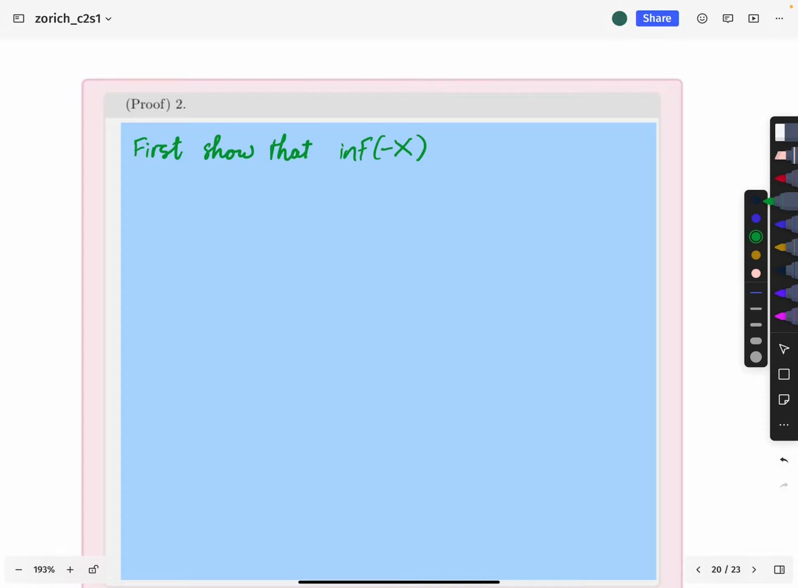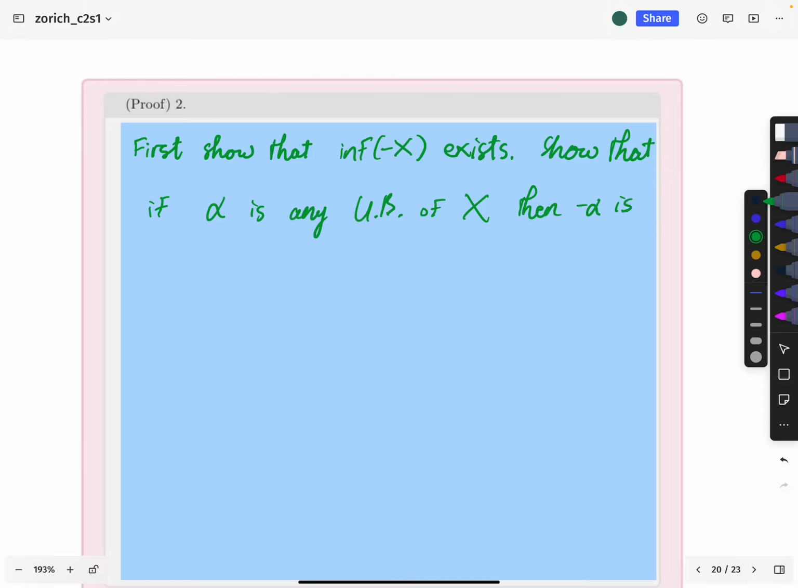We know sup of X exists because we know that it is non-empty and bounded above. So as we've already seen, the sup must exist. But we don't know that the inf of negative X exists. Well, it is very easy to show that if alpha is any upper bound of X, then negative alpha is a lower bound of negative X. So I leave that as an exercise. It's very easy, so you should go ahead and do it.